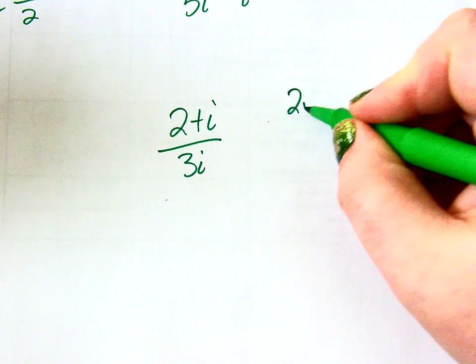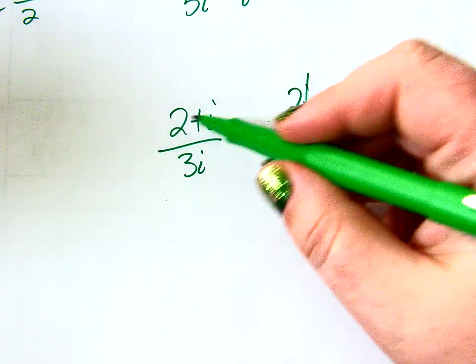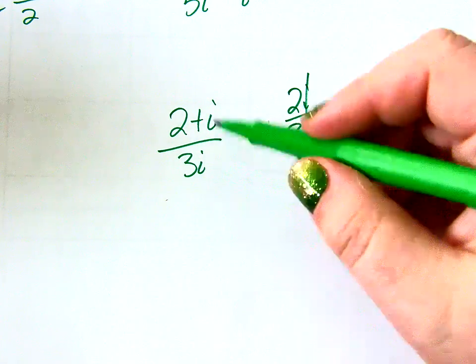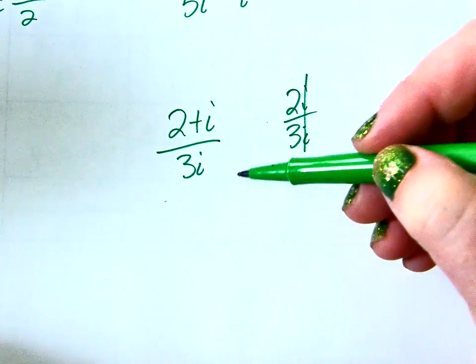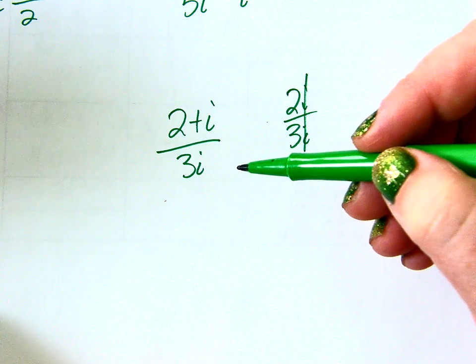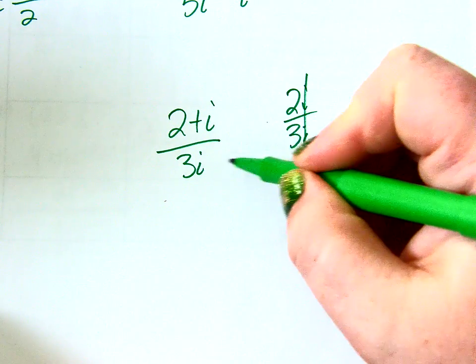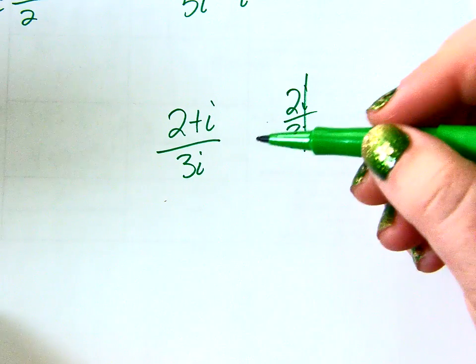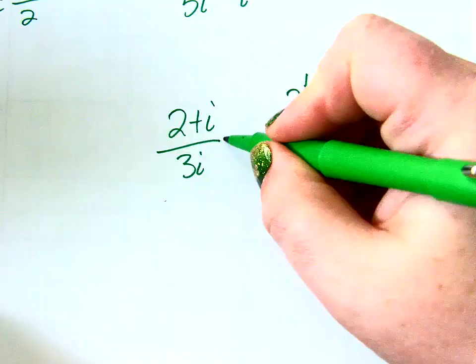So for example, if you had 2i over 3i, yes, the i's cancel. But if you have 2 plus i over 3i, that i is part of a binomial. You can't cancel out a piece of a binomial with something else that's not in a binomial. The only thing I could do is if I had another 2 plus i down here and I canceled the whole thing with the whole thing. Okay, so that's a common mistake. You cannot cancel those out.